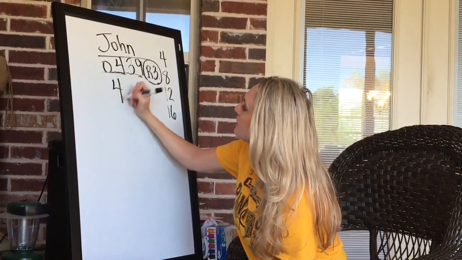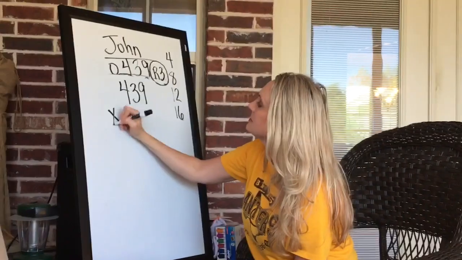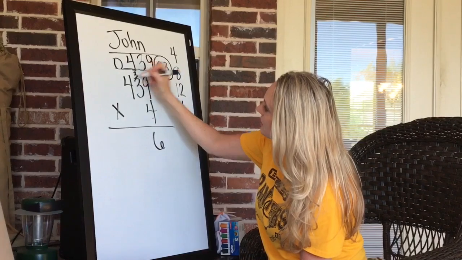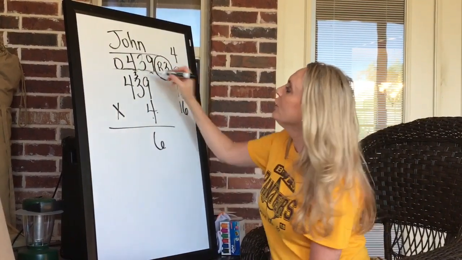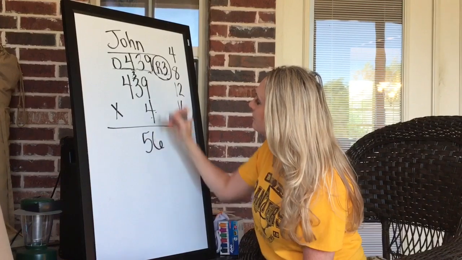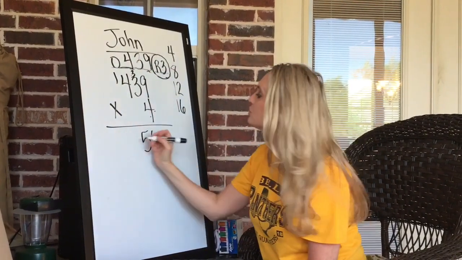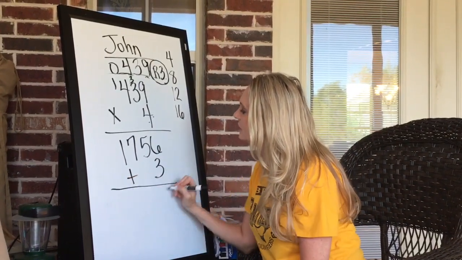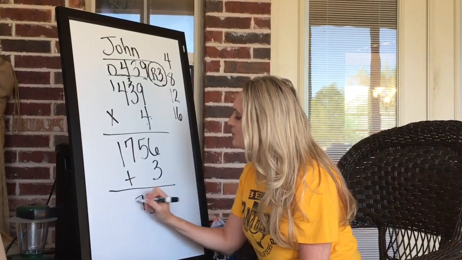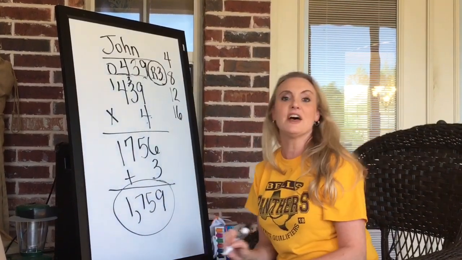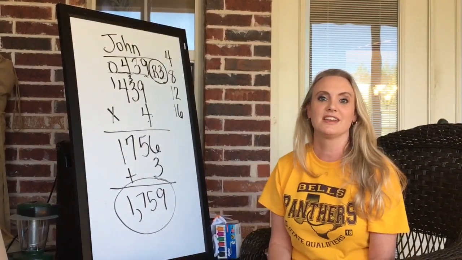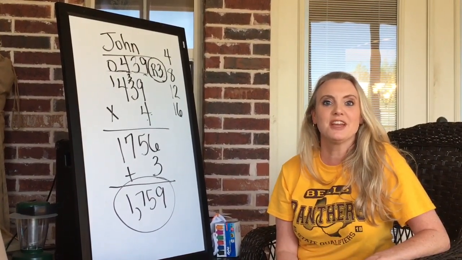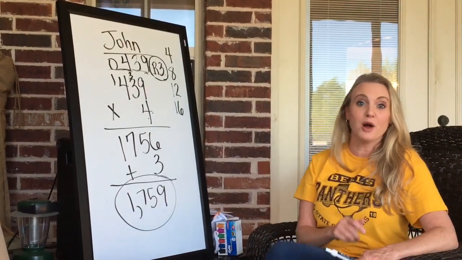Okay, 439 times 4. 4 times 9 is 36. Carry my 3. 4 times 3 is 12. 13, 14, 15. 4 times 4 is 16, plus 1 is 17, plus 3 more. That gets us back to 1,759. Thank you so much to Chloe, Shaylee, and John for sending in your problems.